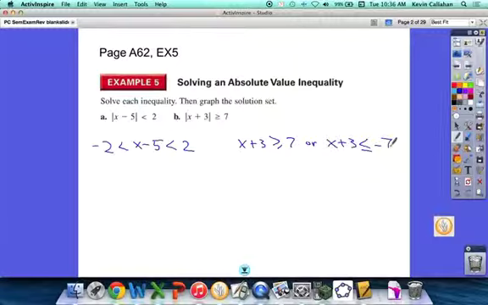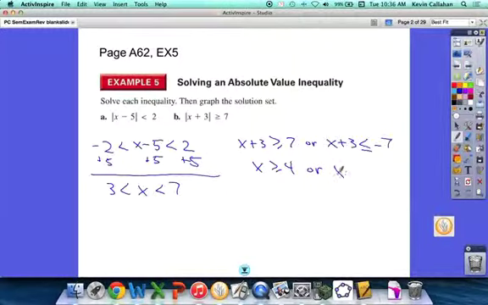And then how do you solve the three-part inequality? Well, you isolate the variable in the middle part, right? In this case, add 5. Add 5. So you got to do it to all 3 parts. And now we've got 3 is less than x is less than 7. Now, for these, you got to solve them twice, right? Subtract 3. Or x is less than or equal to -10.